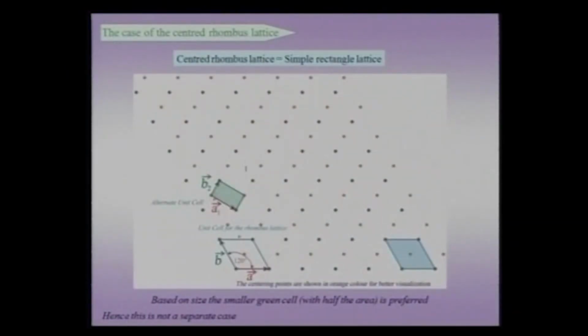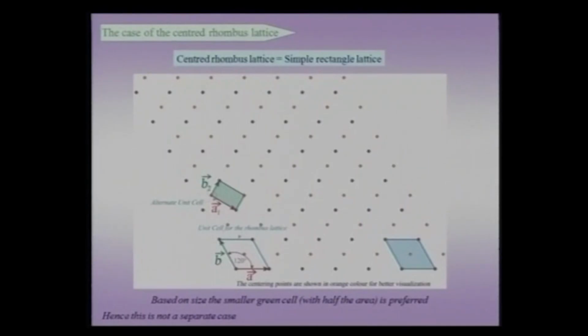Just for the sake of clarity, the orange lattice point is the one generated by taking a normal rhombus unit cell and putting an additional lattice point, which is now orange in color. Now if I look at this rhombus lattice along the 60 degree diagonal, I can clearly construct two basis vectors which generate this new centered rhombus lattice. These are the A1 vector and the B, I should have made a B1, but doesn't matter. I call this a B2 vector.